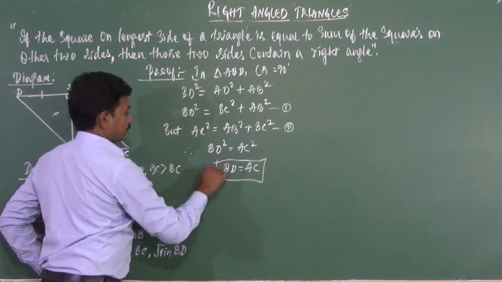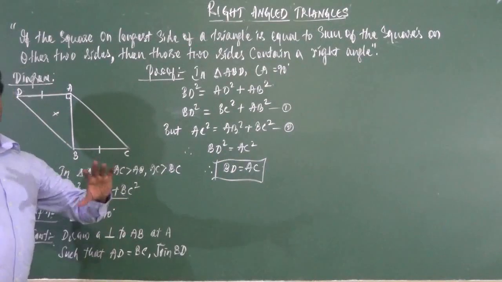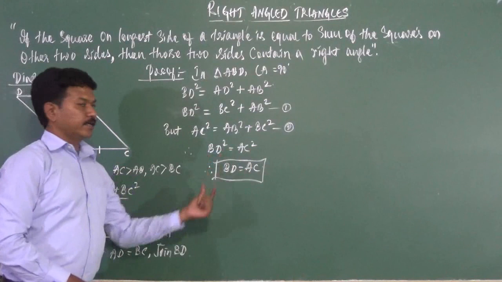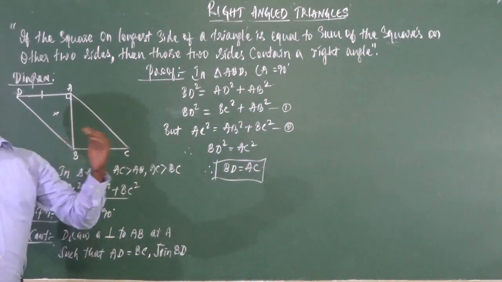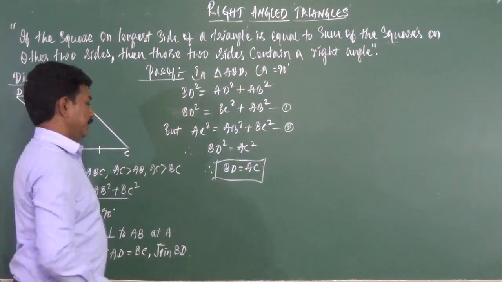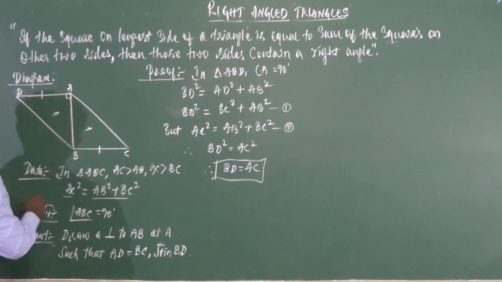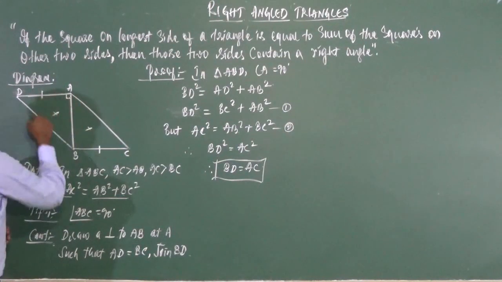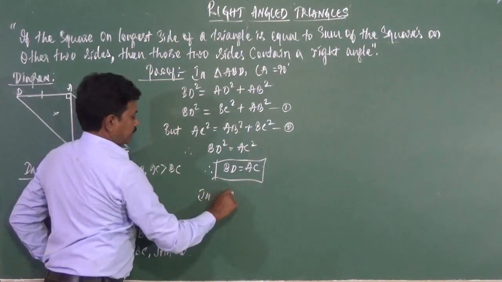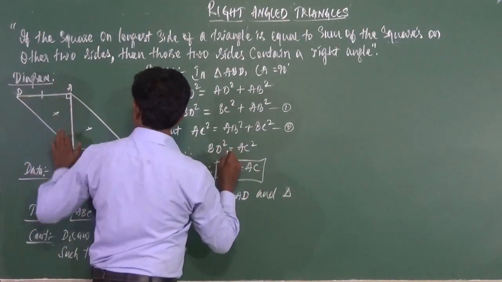This is a very important result. If the areas of two squares are equal, then the sides of both the squares will also be equal, that is BD is equal to AC. So now we will select both the triangles. We will select these two triangles here, triangle BAD and triangle ABC.